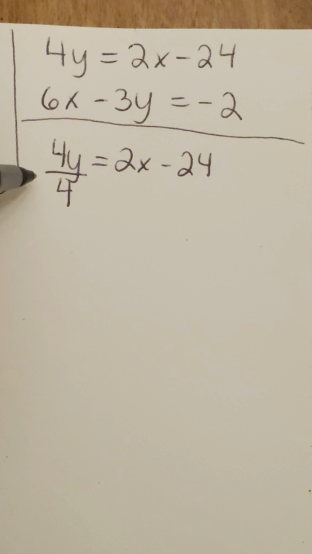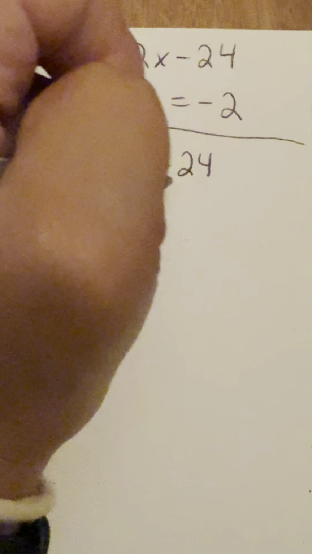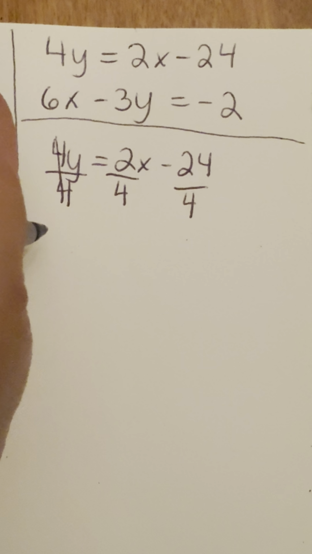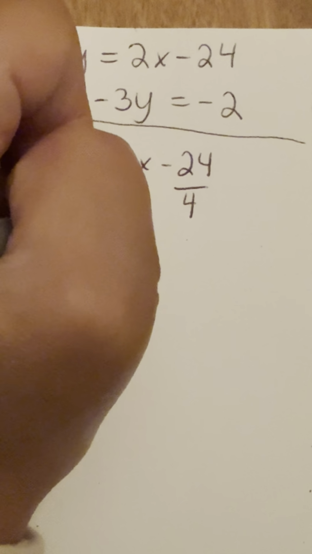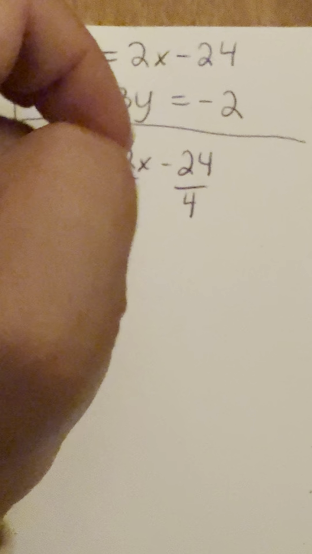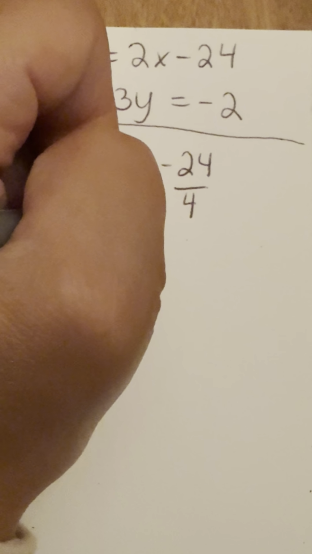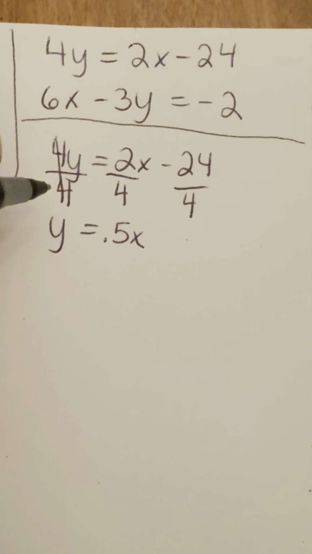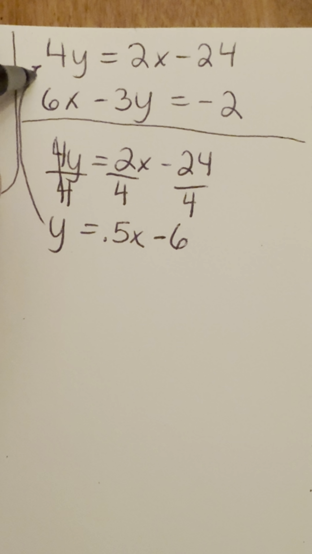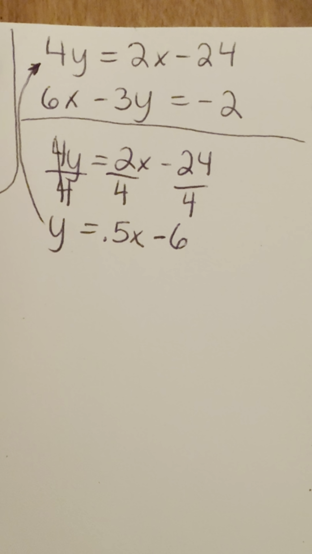Now when I do that division, I have to do it with every piece that I have. 4 divided by 4, as we all know, is just going to be 1y. 1/2 is what we get when we reduce 2/4, and I'm just going to put this as 0.5x. It might be a little bit easier for us in a minute. And then negative 24 divided by 4 is going to be negative 6. So this is what it looks like rewritten. Just keep that in mind.